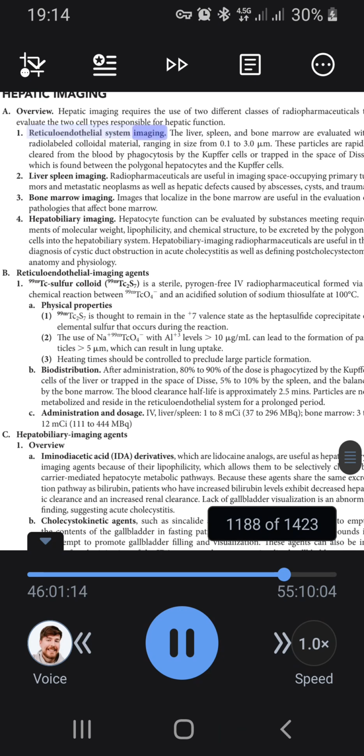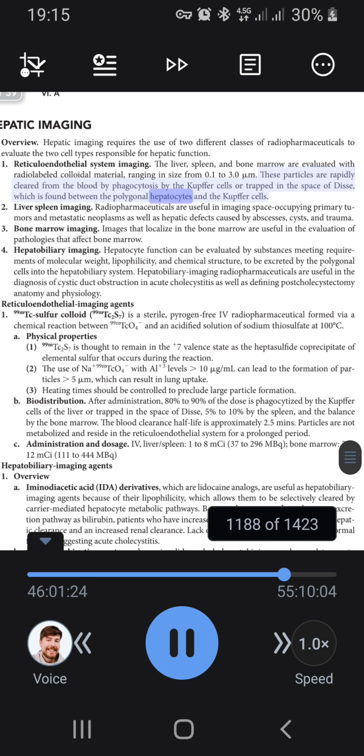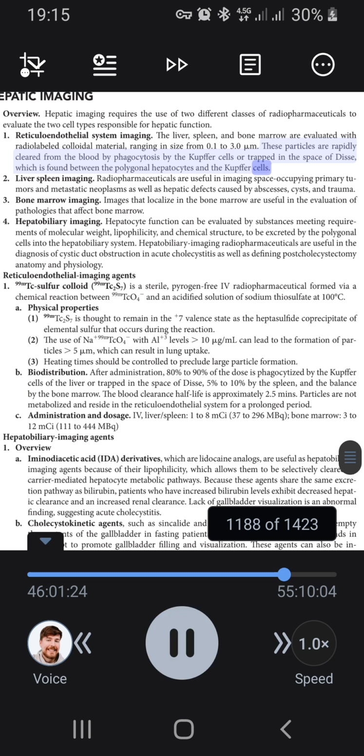1. Reticuloendothelial system imaging. The liver, spleen, and bone marrow are evaluated with radiolabeled colloidal material, ranging in size from 0.1 to 3 micrometers. These particles are rapidly cleared from the blood by phagocytosis by the Kupffer cells or trapped in the space of Disse, which is found between the polygonal hepatocytes and the Kupffer cells.